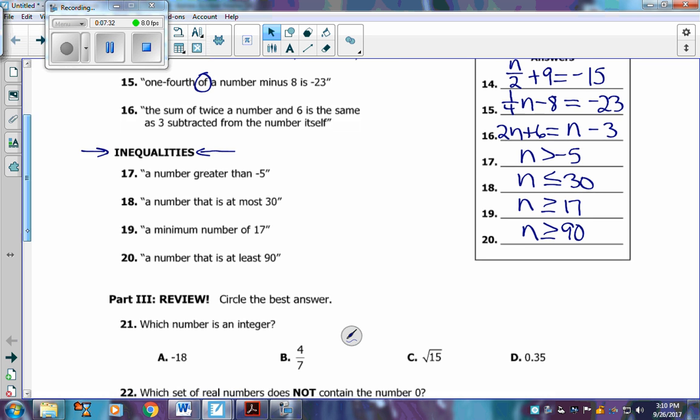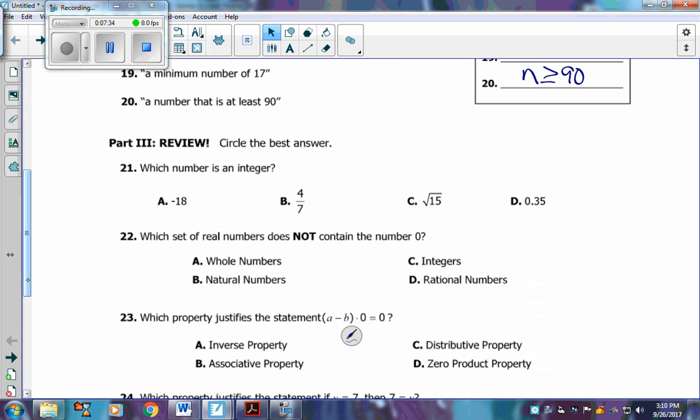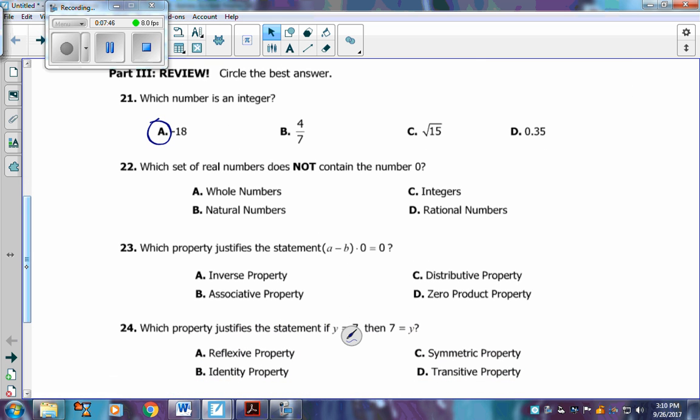And part 3, circle the best answer. Which number is an integer? The only integer in number 21 is a. Whole numbers and their opposites are your integers. 22, which set of real numbers does not contain 0? Natural numbers do not contain 0.